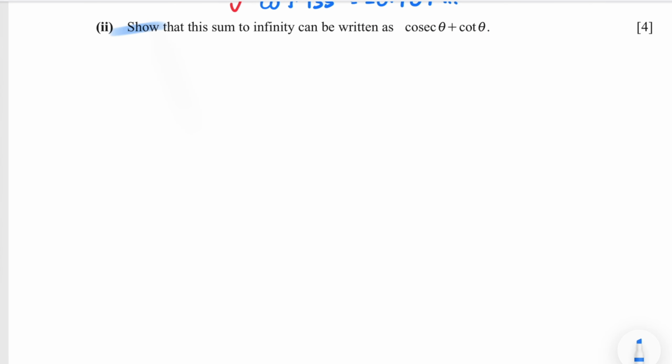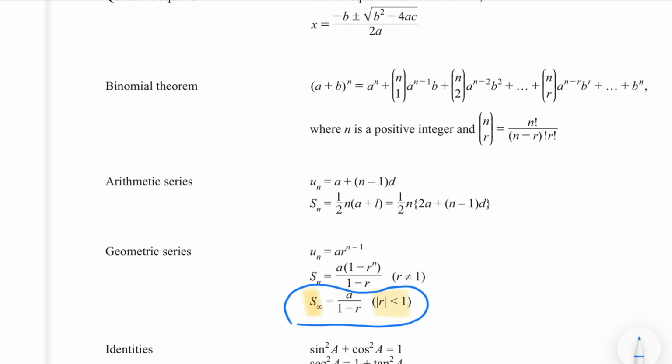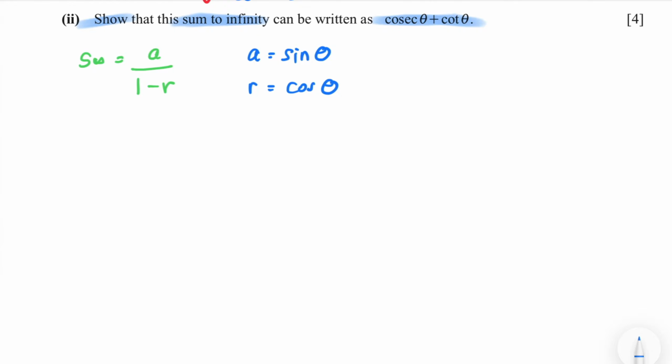Question 2. Show that sum to infinity can be written as cosecant theta plus cotangent theta. From the formula list, we know that sum of infinity equal to a over 1 minus r. Let's write that down. And from question 1, our a is sine theta and our r is cos theta. Let's substitute this in our equation. Sum to infinity is equal to sine theta over 1 minus cos theta.